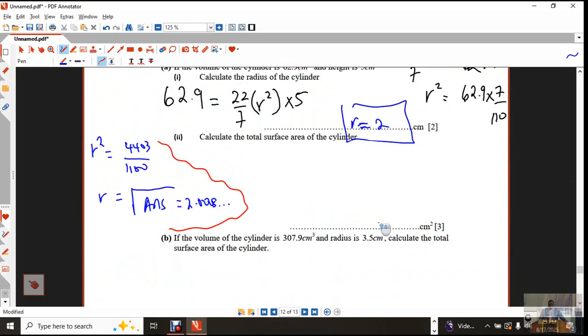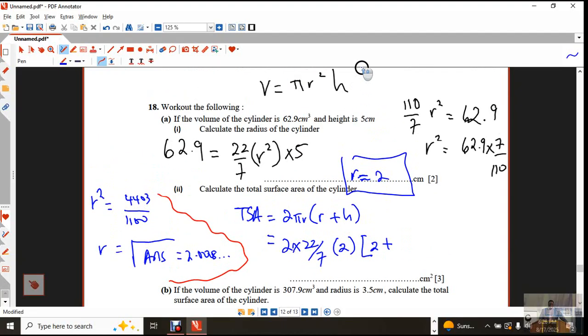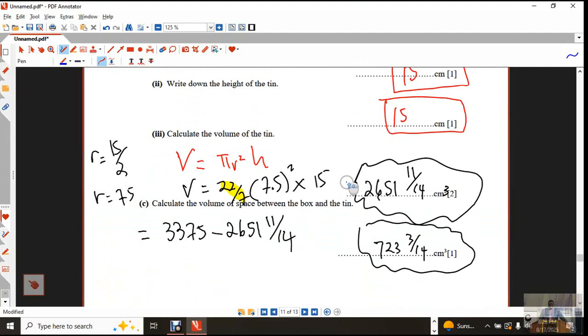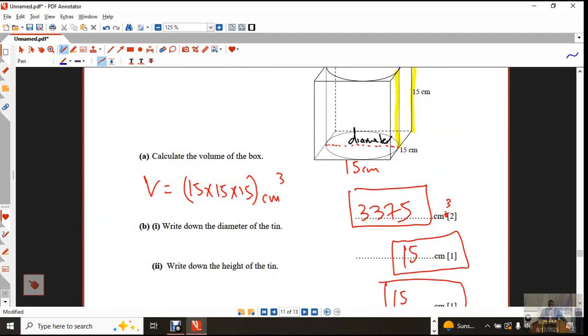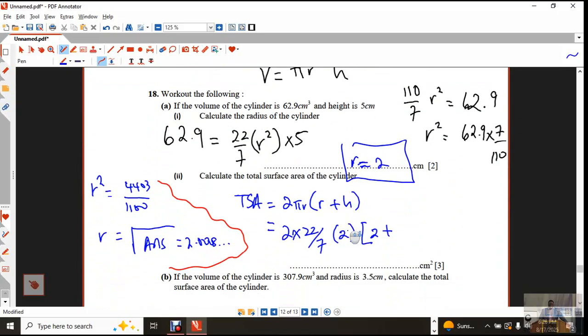So we're going to use this formula for a closed cylinder here. If you want to find the total surface area, we're going to say the TSA is 2 pi r times r plus h. Then it's 2 times 22 over 7 times, what is the radius? Of course, the radius of the cylinder was 2. Then I have the radius, which is 2, plus what was the height? Just make sure that we use the right information. The radius is 7.5. Where did I get even 2? The radius is 7.5 and the height is 15.